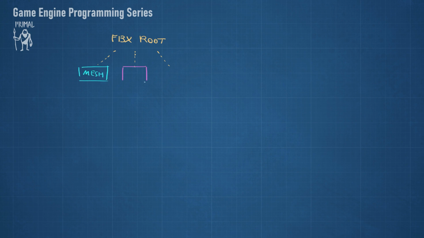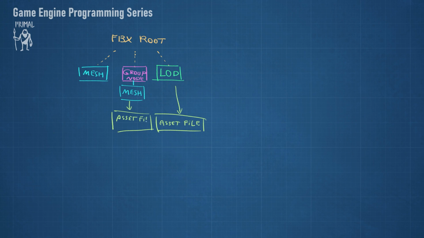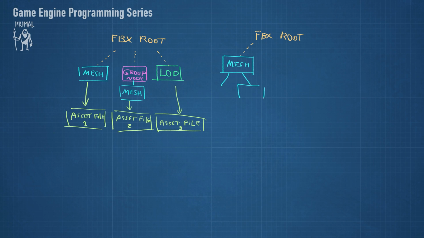As an example, suppose we have a mesh node, a group node with a couple of mesh nodes attached, and finally an LOD group with also some mesh nodes for each level of detail. In this case, we would save the LOD group to a separate asset file, the meshes within the group node would be saved to another asset file, and finally, the single mesh would be saved to yet another asset file. So we would get three asset files for this scene.